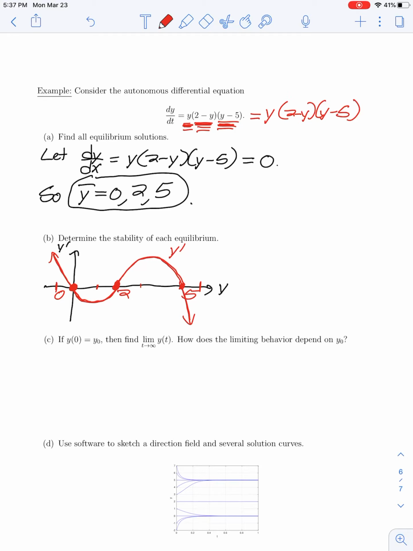So we can see here that on the intervals from 2 to 5, or from negative infinity to 0, y is going to be increasing because y prime was positive. It lay above the horizontal. Whereas on the intervals from 0 to 2, or from 5 to infinity, y is decreasing since the graph of y prime on those intervals was negative.